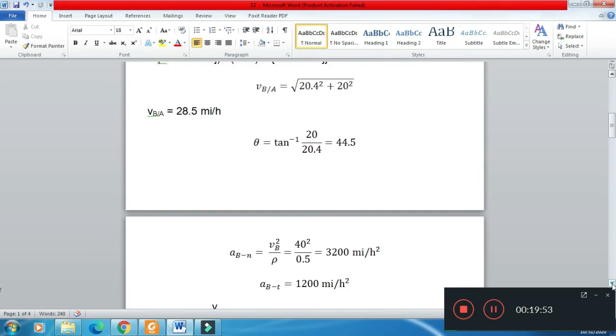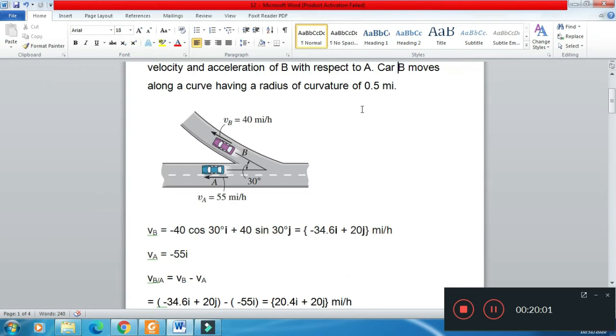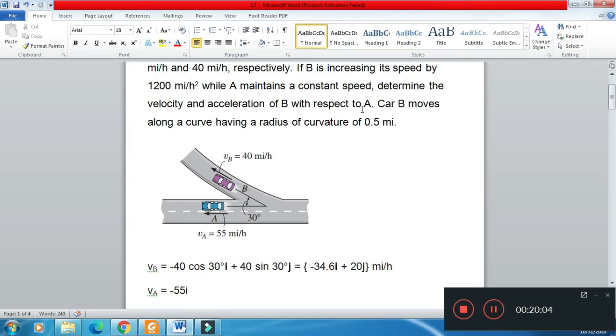Now we come to the calculation of acceleration. It is mentioned in the problem that car A is moving with a constant speed. When car A is moving with a constant speed, then the tangential acceleration is 0. Since car A is also moving in a horizontal path, it is not changing its direction, so the normal acceleration of A will also be 0. So there is no acceleration of car A. There is no change in magnitude, there is no change in direction.